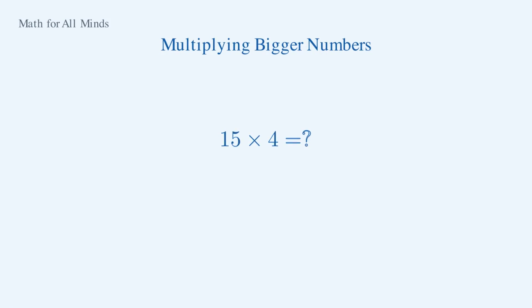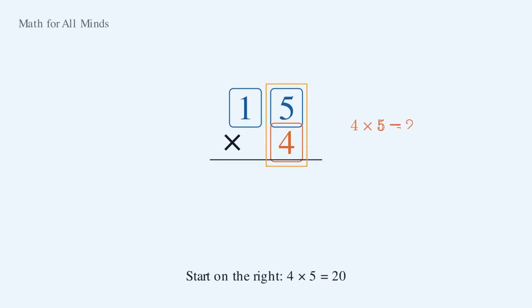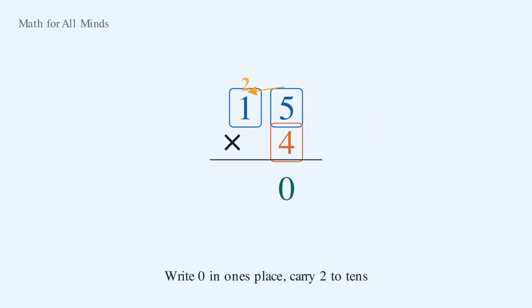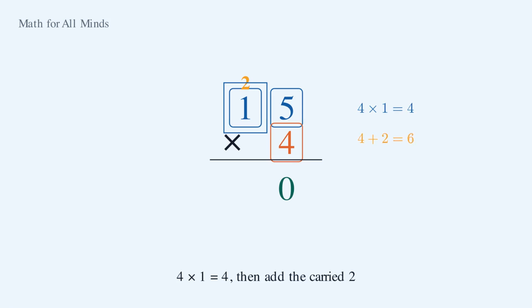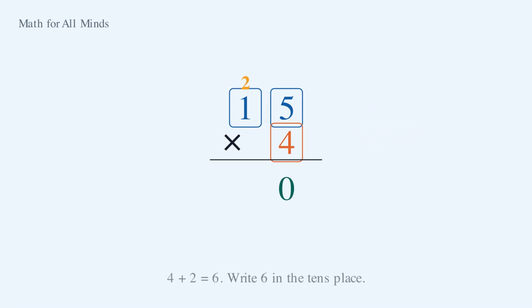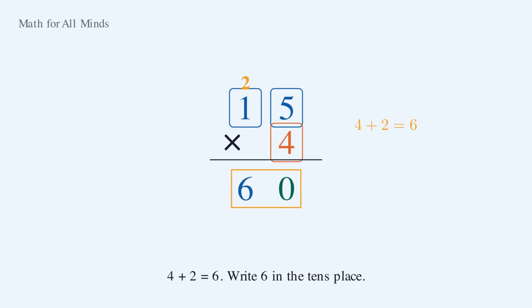Now, let's multiply bigger numbers. Try 15 times 4. We stack the numbers vertically, with 4 underneath the 15. Start on the right. 4 times 5 is 20. We write the 0 in the ones place and carry the 2 up above the tens column. Now, 4 times 1 is 4. Add the 2 we carried. 4 plus 2 is 6. Write the 6 in the tens place. Our answer is 60.